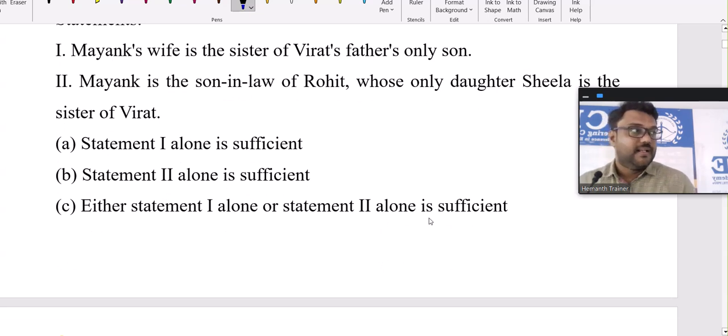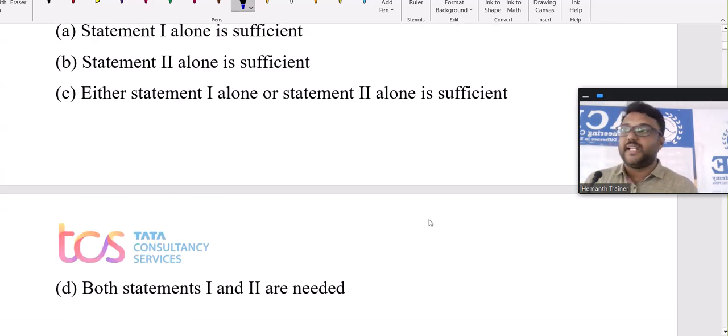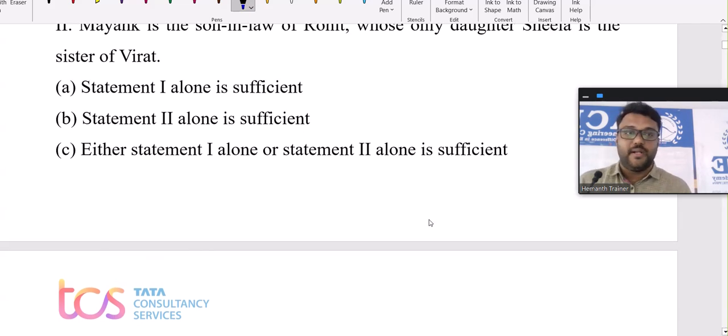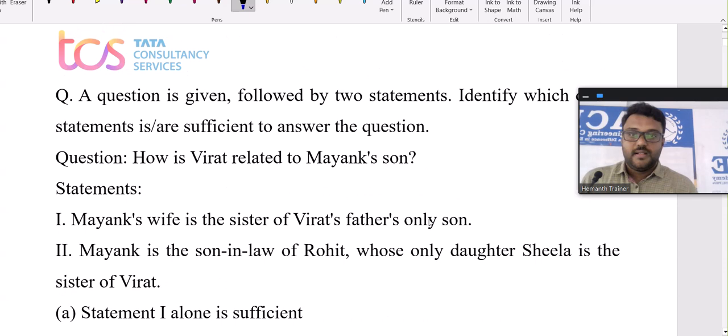The point is that in the basic round there is no option called either-or, but here they give option C, which is either 1 or 2, and option D, both statements 1 and 2 are needed. 1 alone, 2 alone, either, or both needed. All this is given in the options, so look into this. How is Virat related to Mayank's son? In the advanced section, advanced reasoning, this is the question.